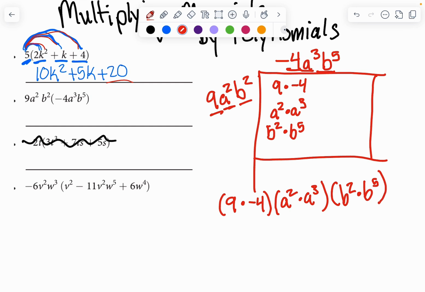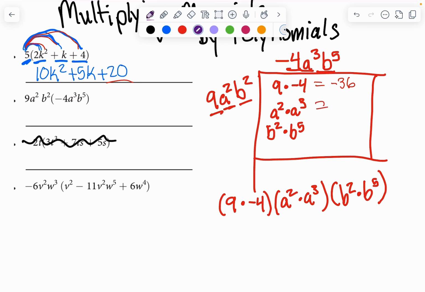This allows us to look at these individual parts. This also is partially due to when we get to this a squared times a to the third. First off though, we're going to start at the beginning. 9 times negative 4 is going to be negative 36.